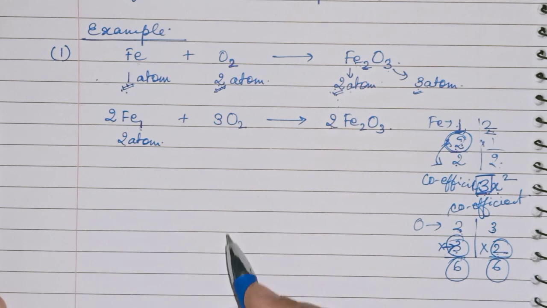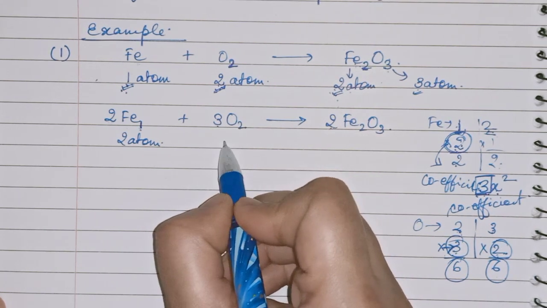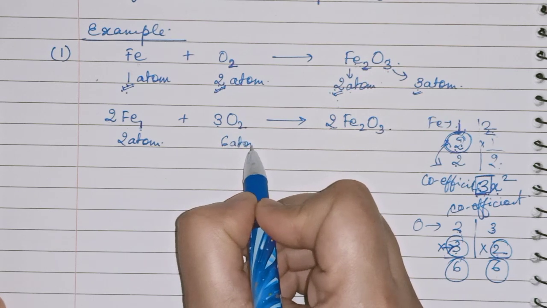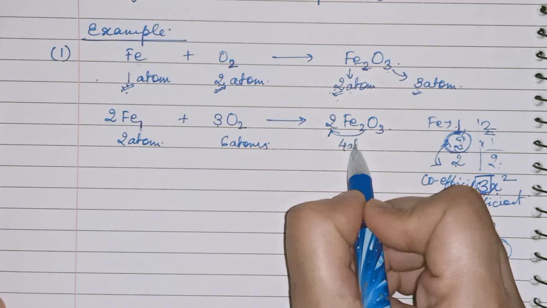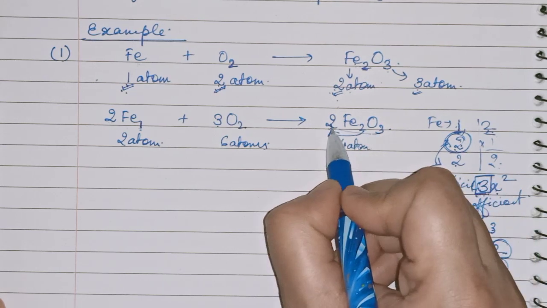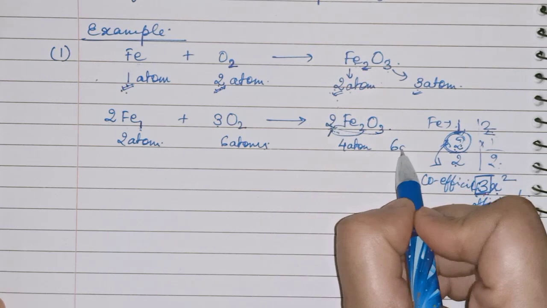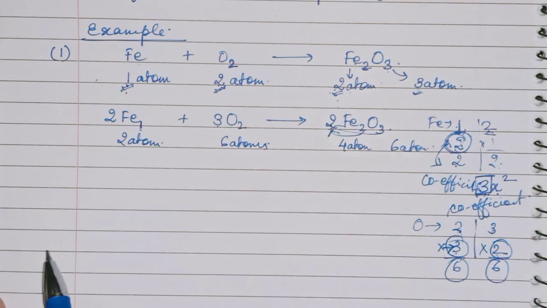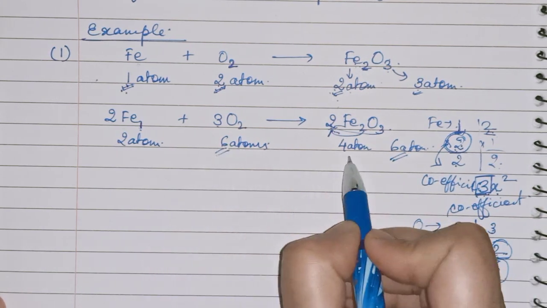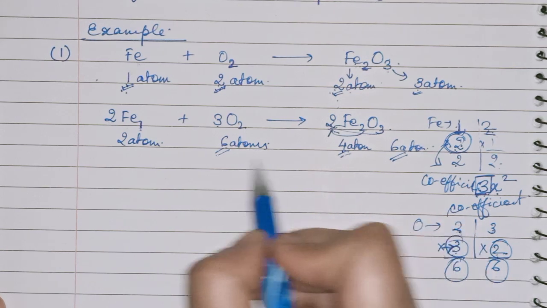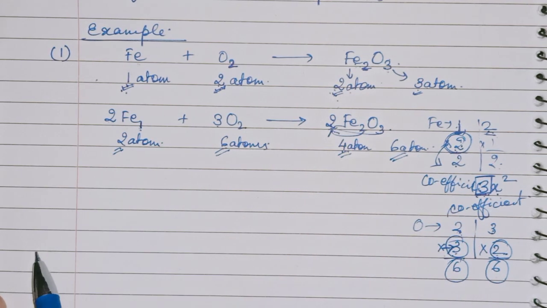Now again you have to see that oxygen is 3 into 2, 6 atoms. Iron 2 into 2 is 4 atoms. And oxygen 3 into 2 is 6 atoms. Again you can see that oxygen is balanced, but iron is 4 on one side and here it is 2. So you have to do the hit and trial method again.